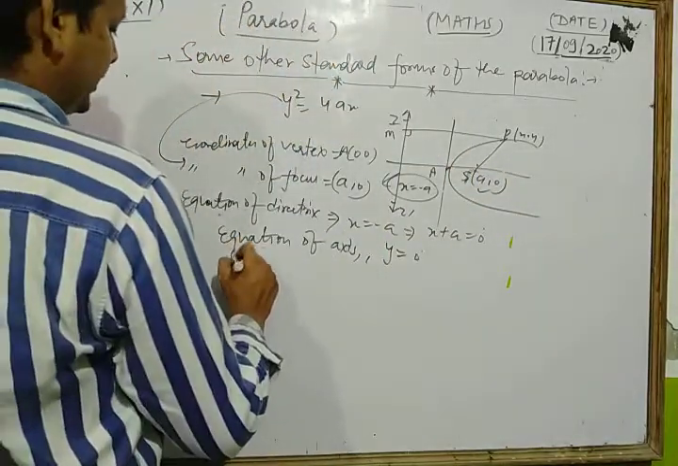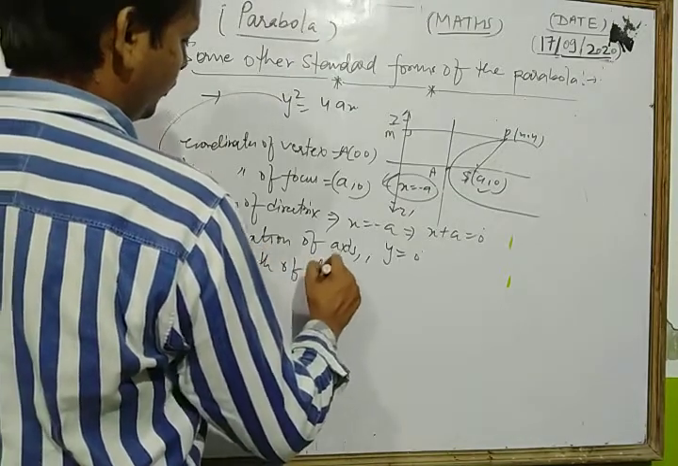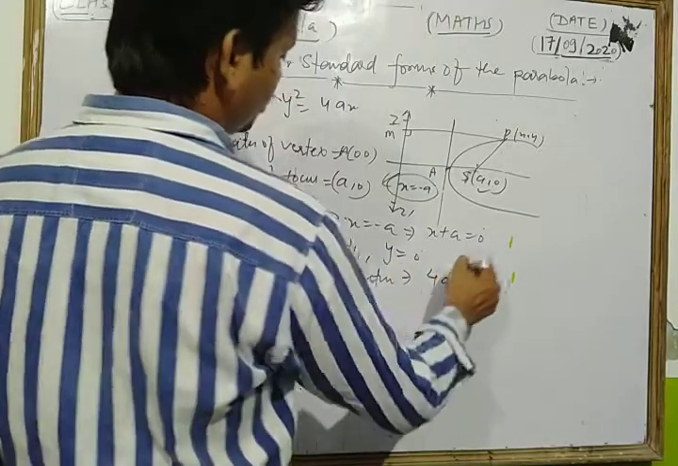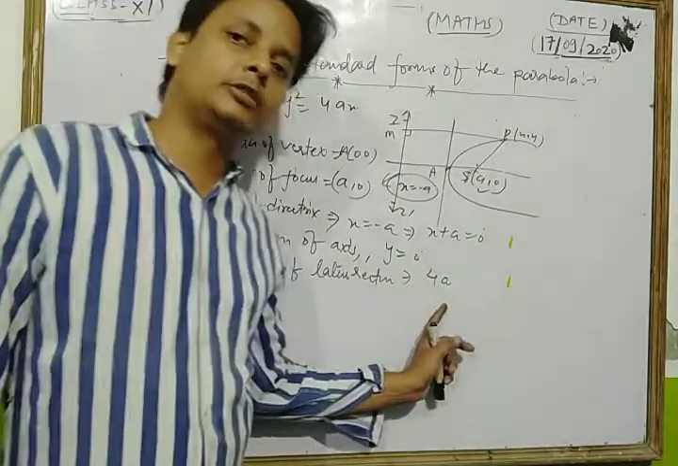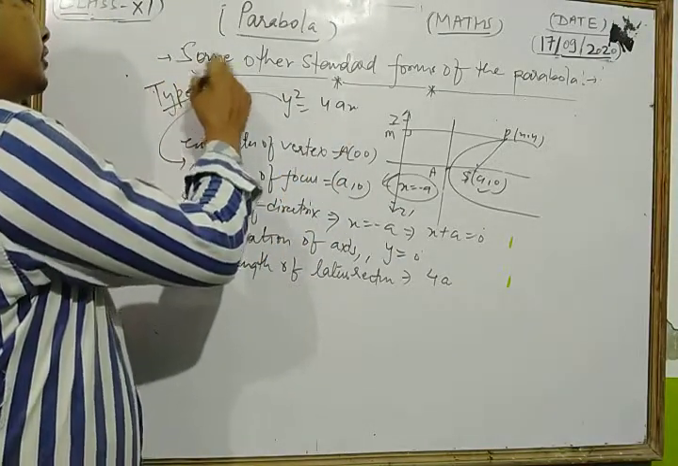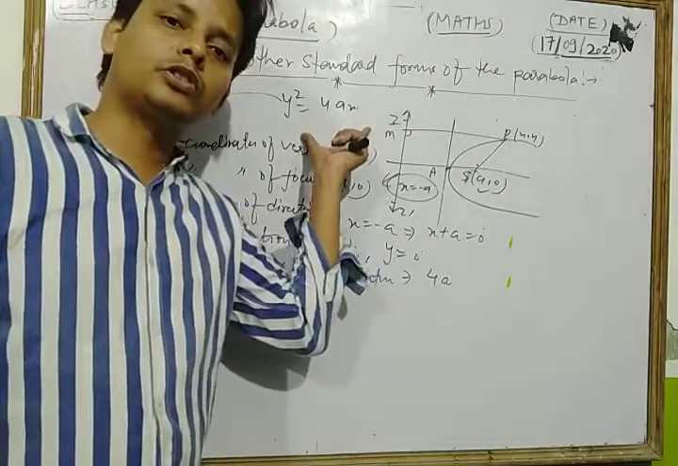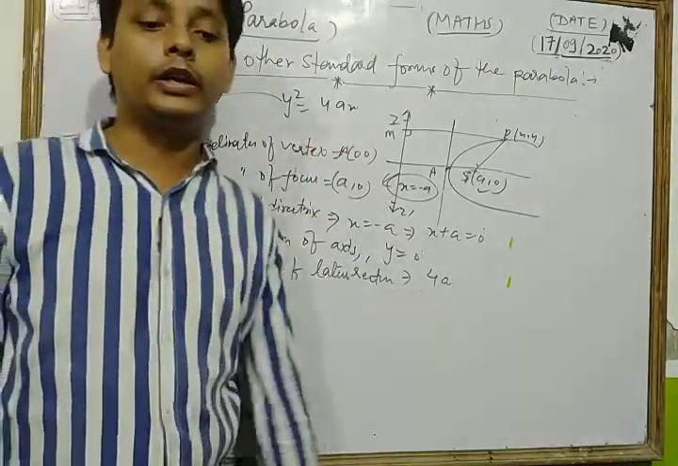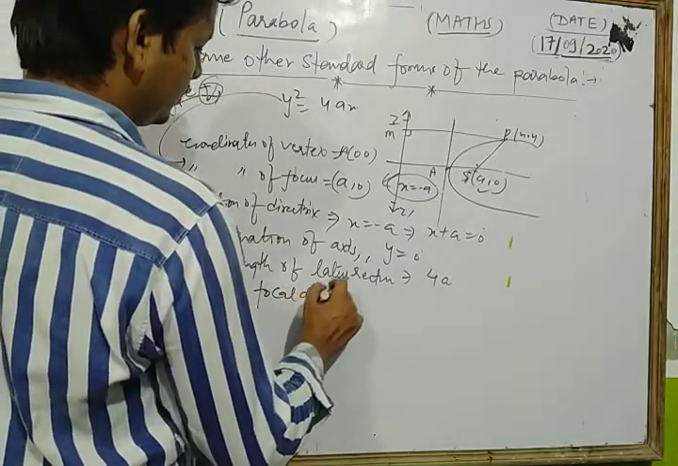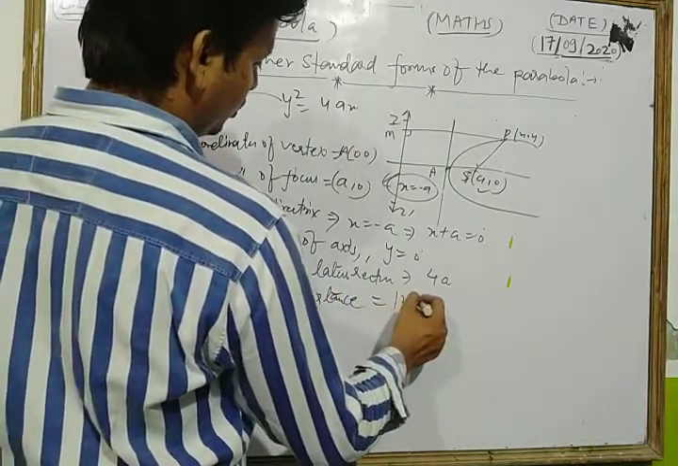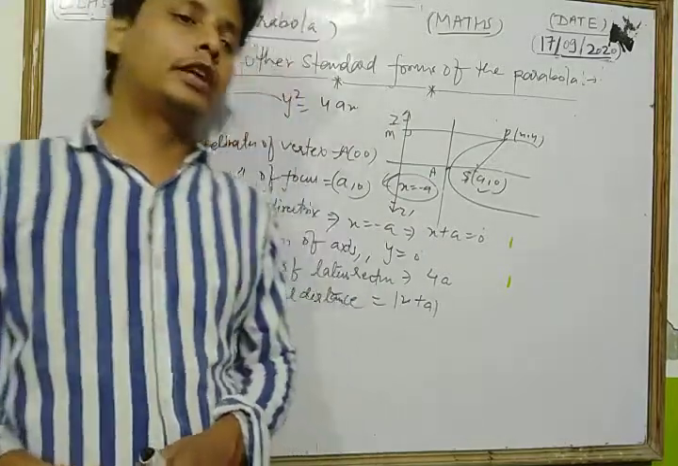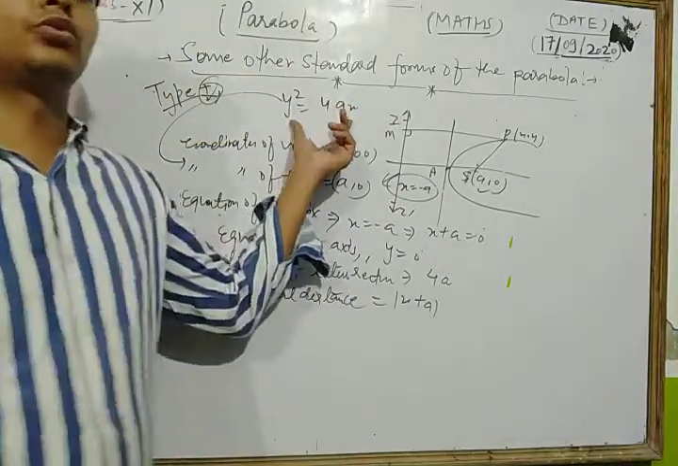Length of latus rectum is 4a. The length of the latus rectum of the parabola y square is equal to 4ax, this first type of parabola, is 4 into a. And the last one is the focal distance, which is equal to mod of x plus a. So these are all the important features and properties of the right hand parabola, that is y square is equal to 4ax.